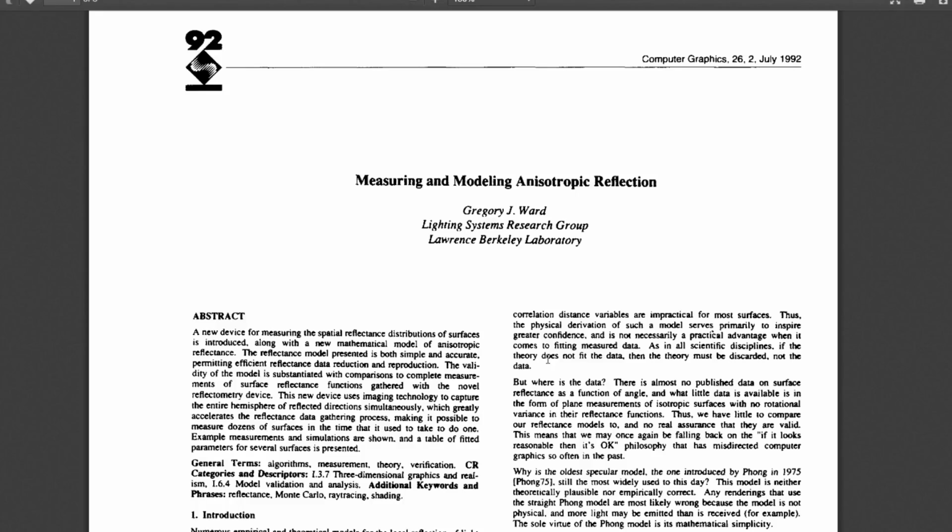Okay, the paper I'm presenting is Measuring and Modeling Anisotropic Reflection by Ward in collaboration with Lawrence Berkeley Laboratory. Okay, so what does this paper do?